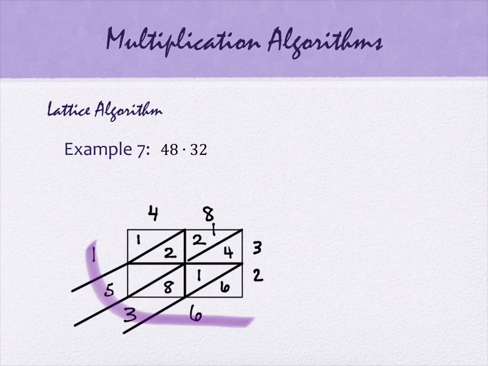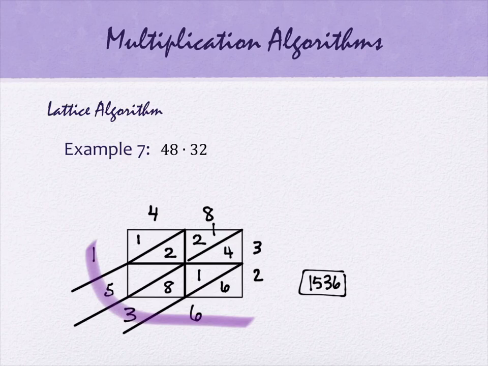The child in my house that really, really loved this didn't do this forever. They gravitated towards the standard algorithm eventually, but this helped a lot for that child to not have so many things going on at one time, because you're really isolating all the different operations in a very nice, compact way. So your answer is 1,536 with the lattice algorithm, which is exactly what we got on the previous two answers as well.